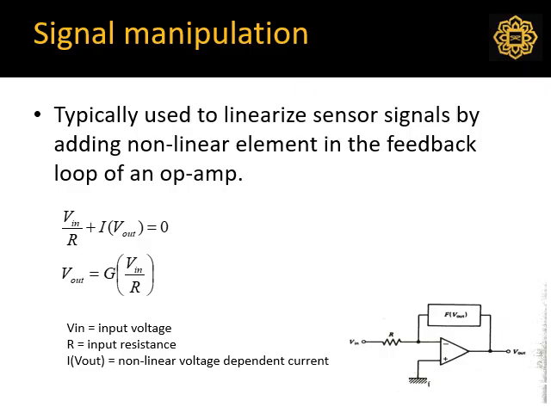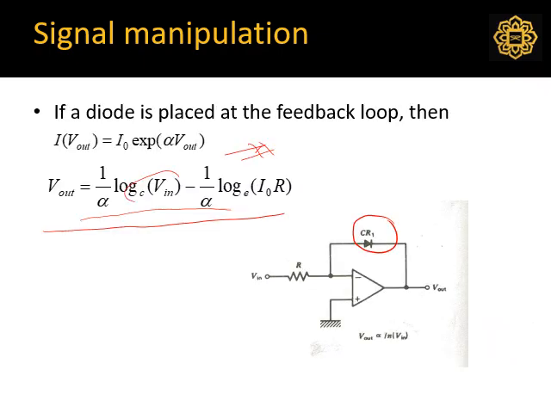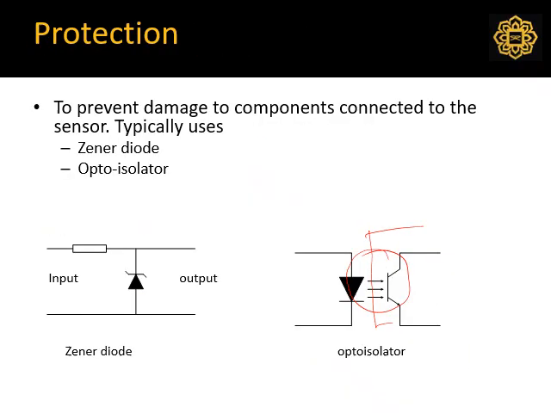Signal manipulation. Sometimes you want to linearize the signal. In that case, you may have to go for a non-linear element, for linearization of the signal. This is kind of atypical; I rarely use this type of method. So let's say if you have a logarithmic system, then you can add a diode on the loop, and you can have it linearized.